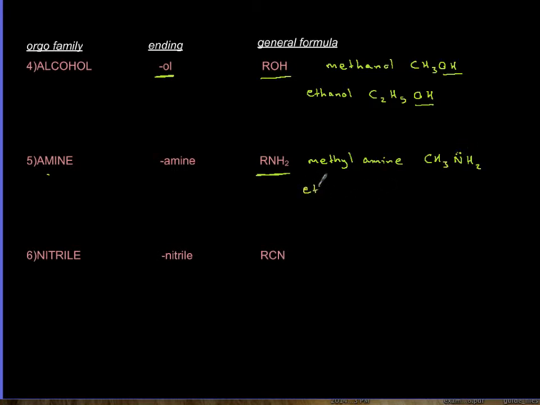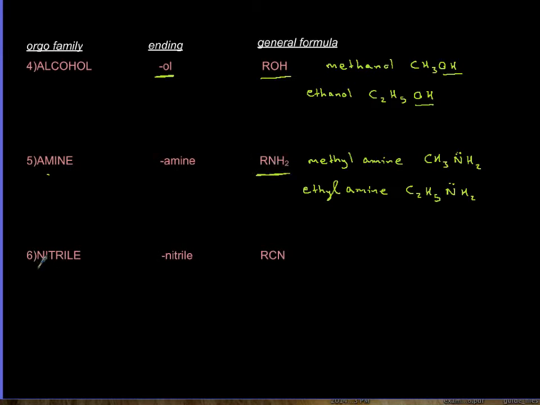You could have ethylamine, C2H5NH2. The hydrogens could also be substituted with other alkyl groups. We get into more specific nomenclature of amines later on in other slides, but this is amine. So if you have NH2, then you have the presence of an amine.